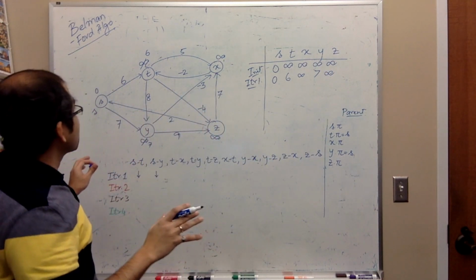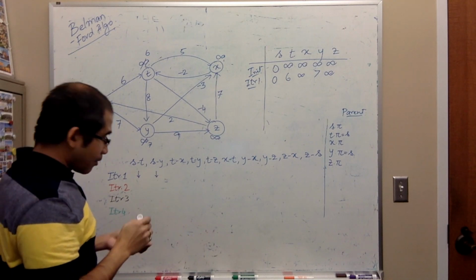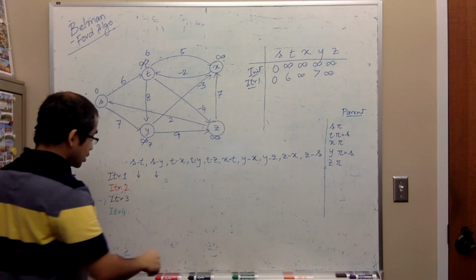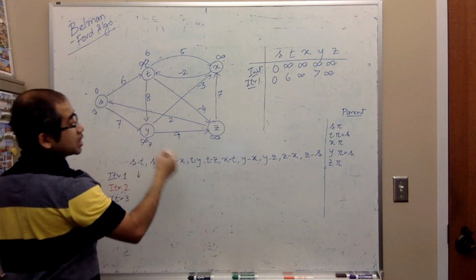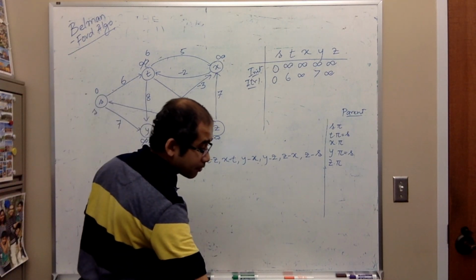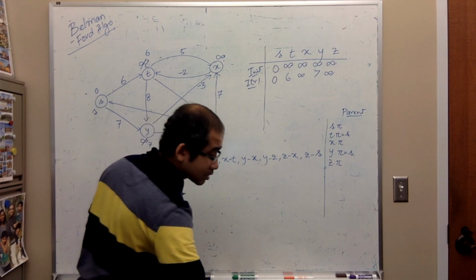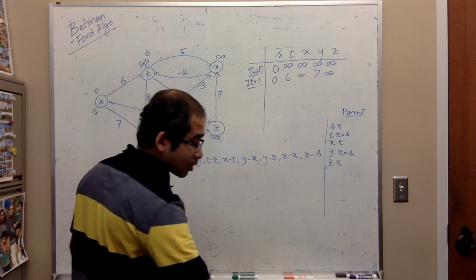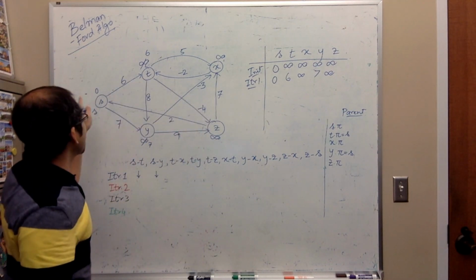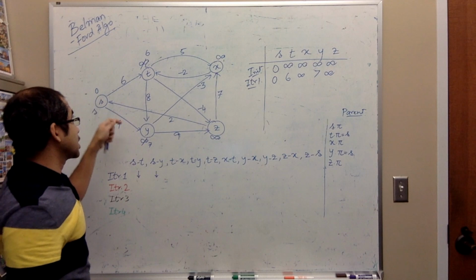So that means at the end of iteration 1, these are the two parent relations, S to T and S to Y. In the book you will see that in figure b on page 652, figure 24.4b. It shows what the edges and distance estimates are only at the end of iteration 1.